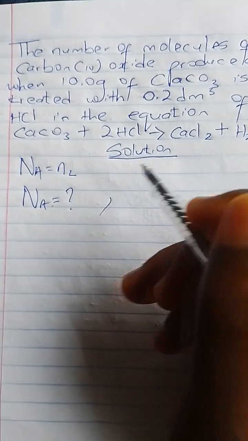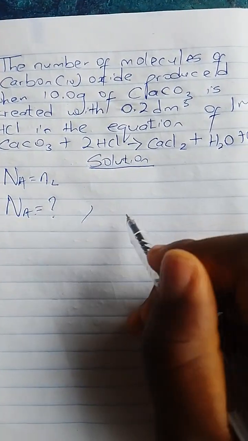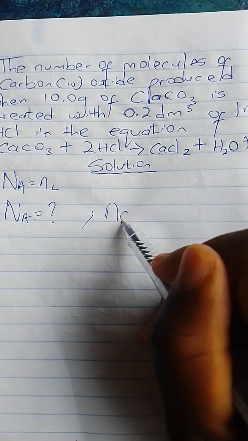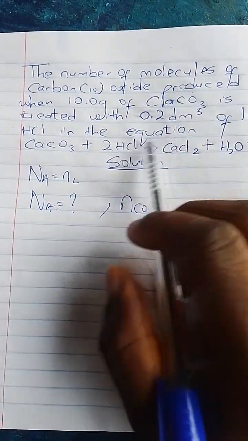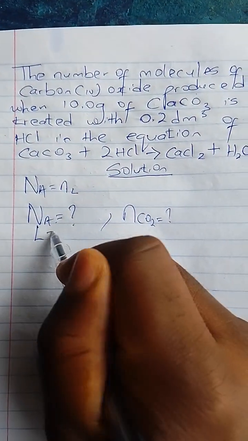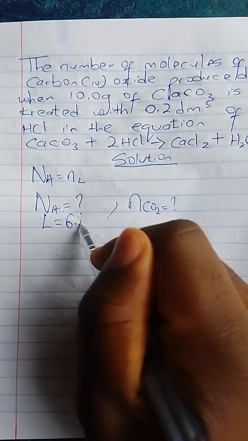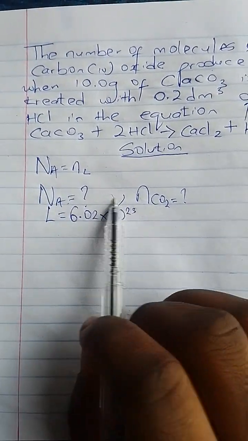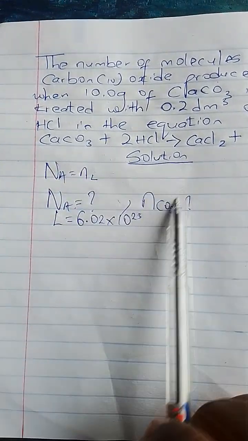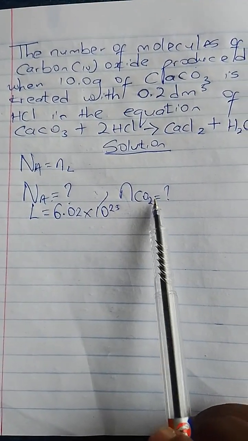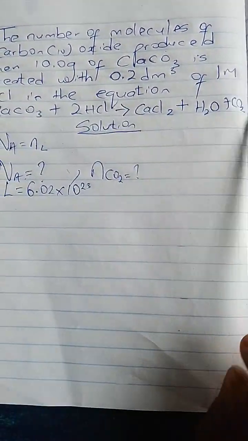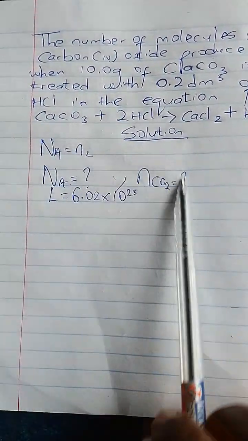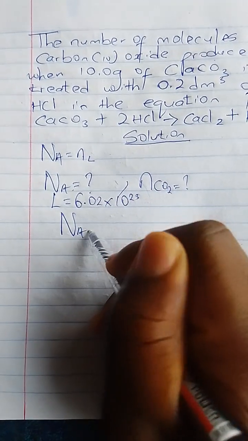We don't know it yet. Now n, this small letter n, represents the number of moles. Number of moles of what? Number of moles of this carbon(IV) oxide, which we were not given in the question. And L is Avogadro's constant. Avogadro's constant, as we all know, is 6.02 times 10 raised to the power 23. If you didn't know before, you know now. We cannot use this formula yet because we are not given the number of moles, but we are given clues to find the number of moles of carbon(IV) oxide. When we find the number of moles, we will apply this formula, Na = nL.